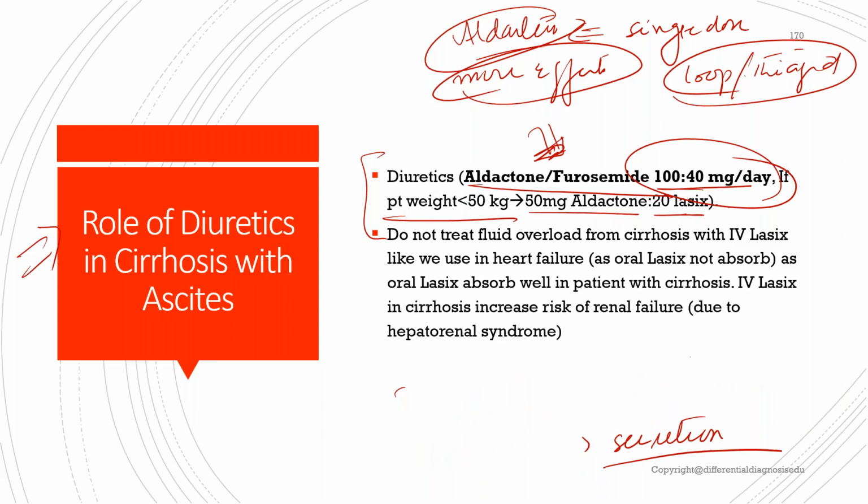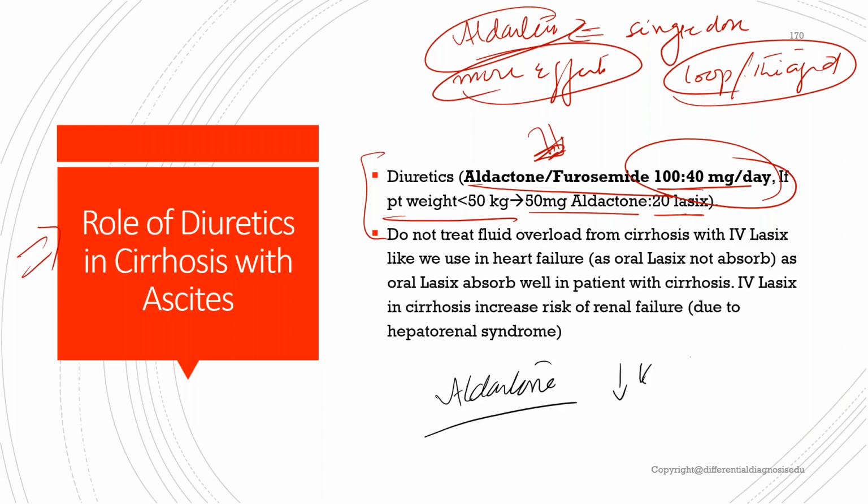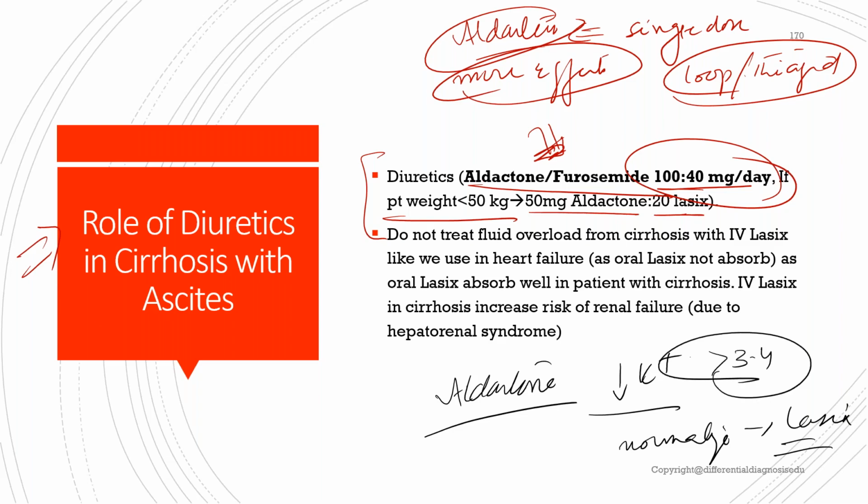You can also use Aldactone alone as monotherapy if the patient's potassium is very low, and once the patient's potassium is normalized, then you can add Lasix later. Why is it important? You have to avoid hypokalemia in patients with cirrhosis and ascites, because if the potassium is low, it can enhance renal ammonia production, which can precipitate hepatic coma. Our goal is to maintain a potassium level of greater than 3.4, but less than 5 at least.